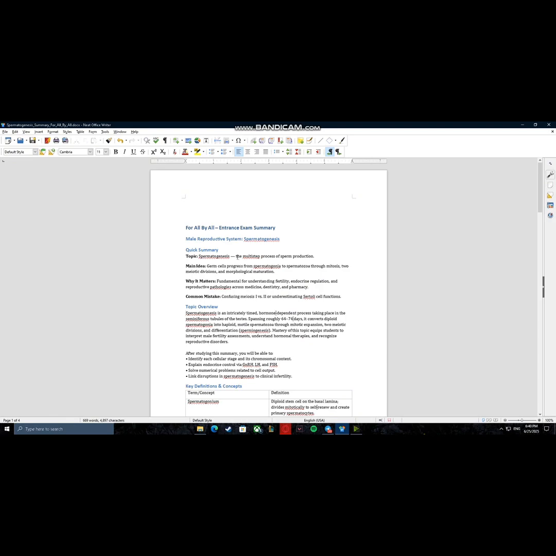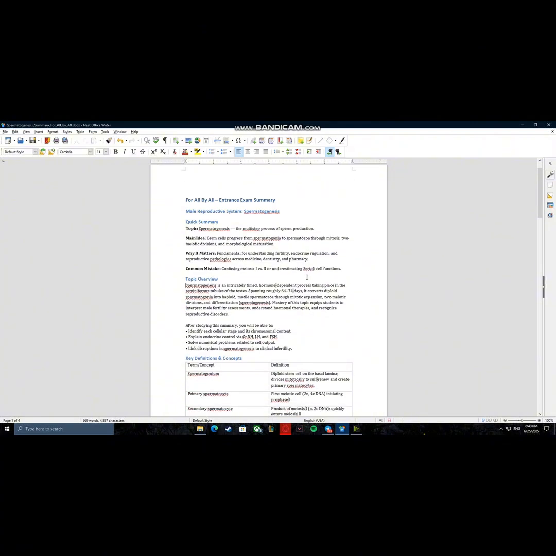Spermatogenesis is a multi-step process of sperm production. Germ cells progress from spermatogonia to spermatozoa through mitosis, two meiotic divisions, and morphological maturation. Why does this matter? It is fundamental for understanding fertility, endocrine regulation, and reproductive pathologies across medicine, dentistry, and pharmacy. A common mistake is confusing meiosis I versus meiosis II or underestimating Sertoli cell functions.